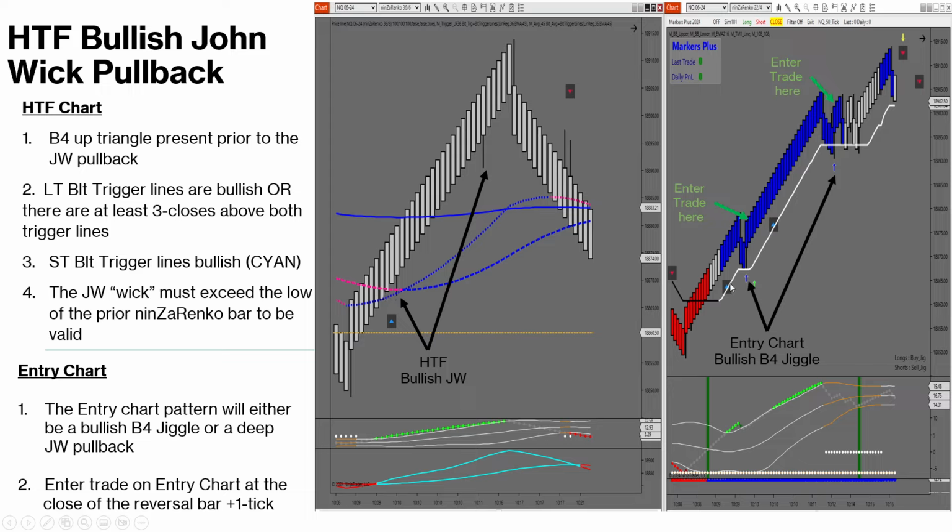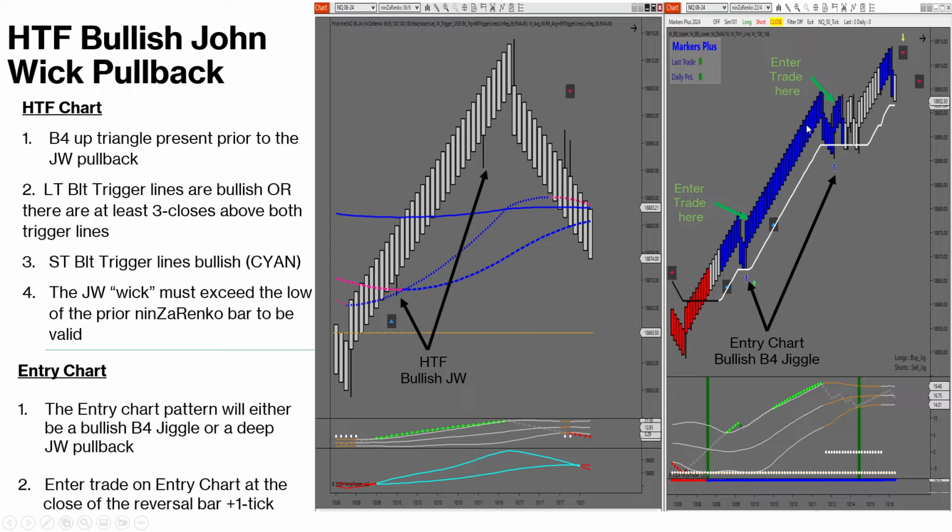And what that looks like over here is a bullish B4 jiggle on the entry chart. So you've got the up triangle, and you've got at least 2 bars pulling back on the entry chart. You need 2 bars on the entry chart for a B4 jiggle. You'll see on the higher time frame when I get to that, it's only 1 bar, but there's a slightly different requirement on the entry chart. So you'll see here on this bullish John Wick, the first one, the trend magic stays white, and so we're just entering at the close of this up bar right here plus a tick.